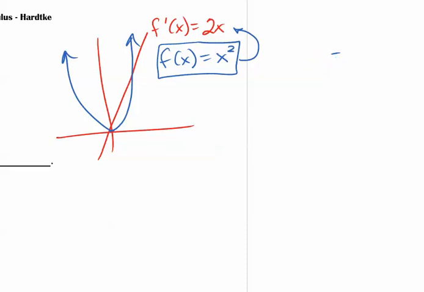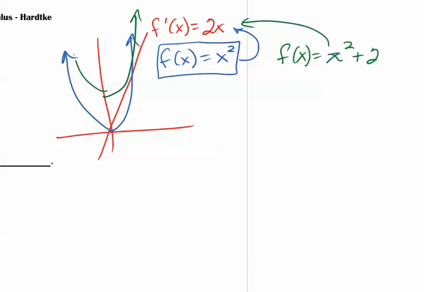What if function f, instead of being x squared, let me draw x squared here, instead of being x squared, what if our function had been g of x is equal to x squared plus 2? What would the derivative be? Wouldn't it still have this same derivative? So I guess I better call them all function f. So this would be our parabola, but slid up 2 units.